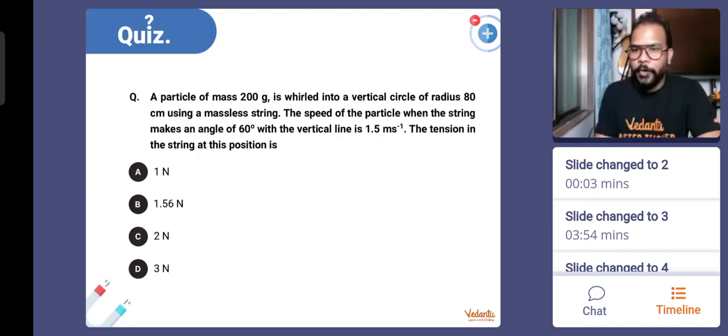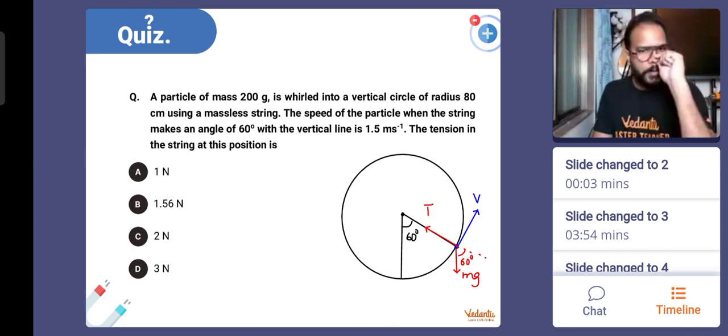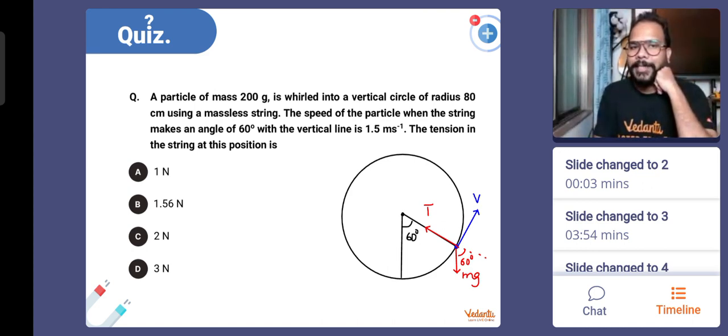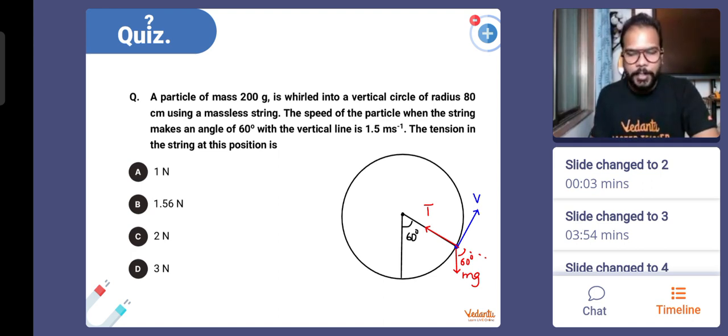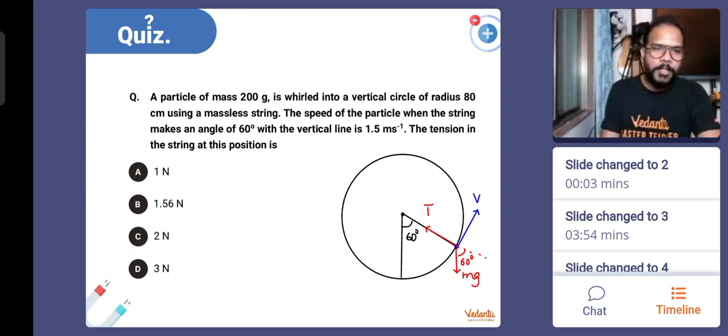Okay. Chalo, moving on. One more. Quickly. A particle of mass 200 grams is whirled in a vertical circle of radius 80 centimeters. Pay attention, the values are in the CGS unit system. The speed of the particle when the string makes an angle of 60 degrees with the vertical is 1.5 meters per second. This is the situation. I've drawn the forces also. The tension in the string at this position will be how much?